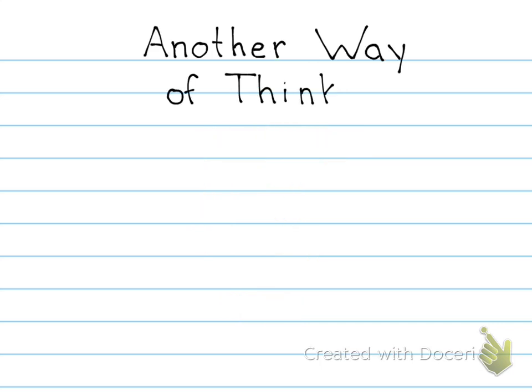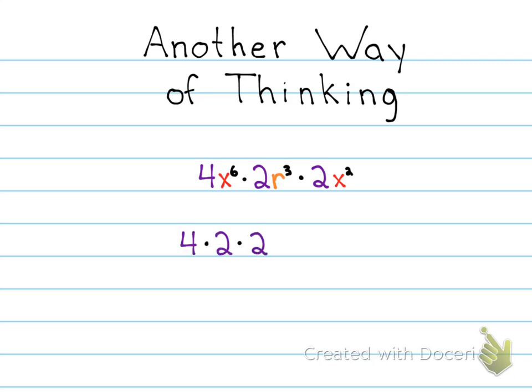And I just want to give you another way of thinking of this. Remember, like I said, this is one giant multiplication problem, and I can use the commutative property to multiply in any order that I want. So the way that I think of this is I know I need to multiply 4 times 2 times 2. And I like to write my coefficients out front, so it makes sense that that would be the first thing that I do. And then I'm going to do x to the 6 times x squared. And then I've got an r cubed that can't be combined with anything.